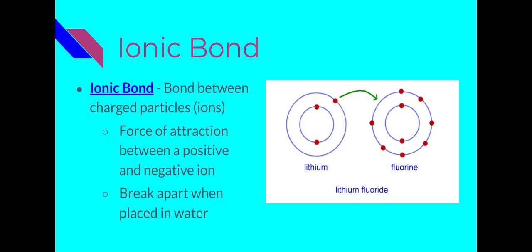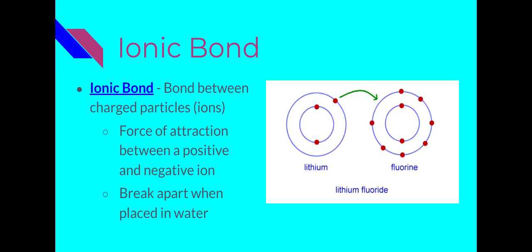Now, fluorine, if you see in the picture, it's missing one, so it only has 7, but it really wants to have 8. So it's actually going to steal that electron from lithium to have 8, and it's going to end up becoming what we call an anion, which is a negative. So now we have a positive lithium and we have a negative fluorine.